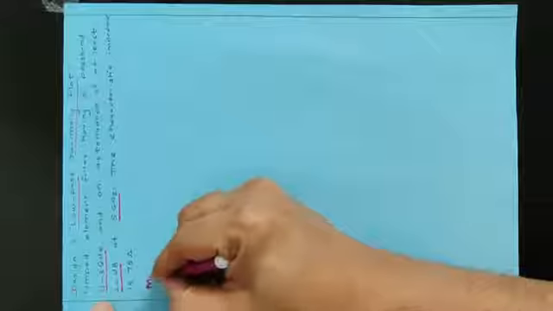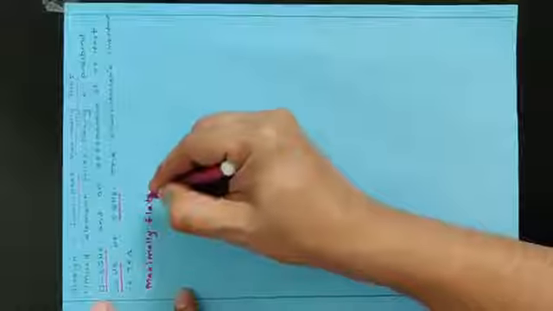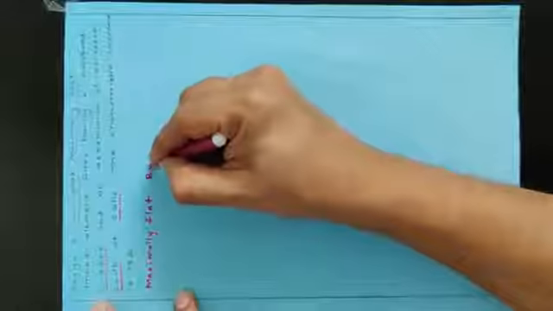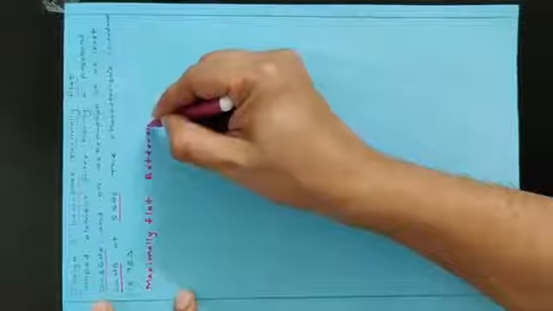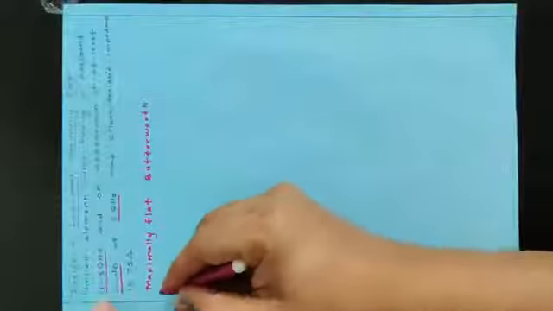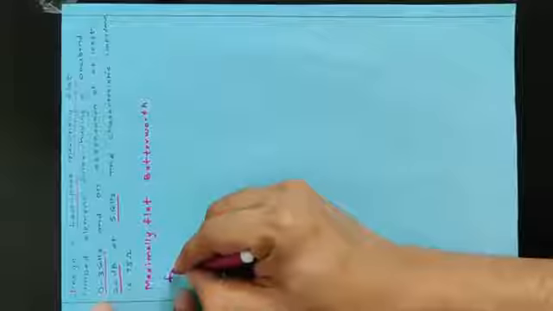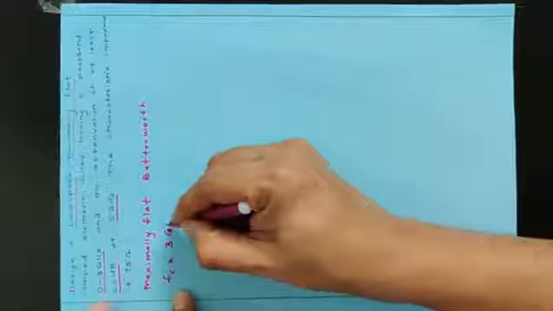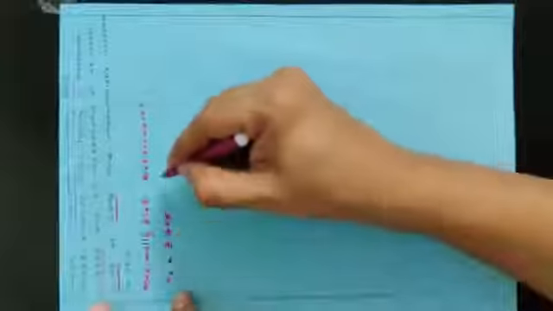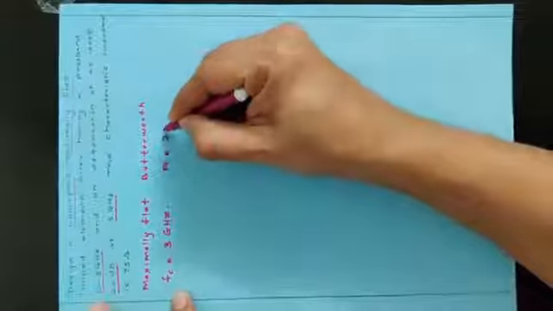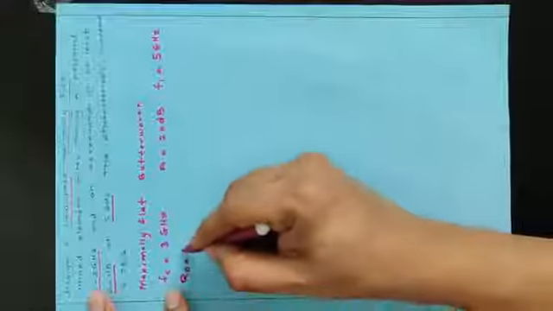So I will write maximally flat. It is also known as Butterworth filter. The cutoff frequency they have mentioned as 3 GHz. The attenuation A is equal to 20 dB and the corresponding frequency we denote as F1, 5 GHz, and R0 is mentioned as 75 ohm.